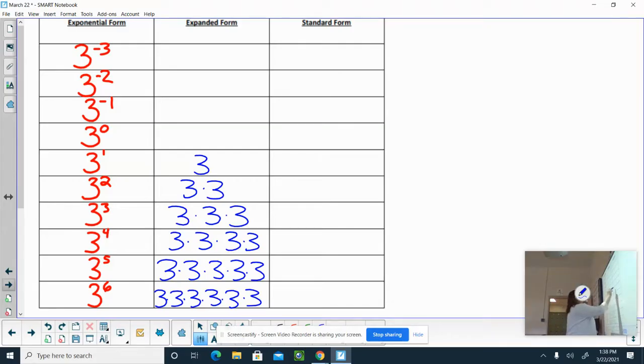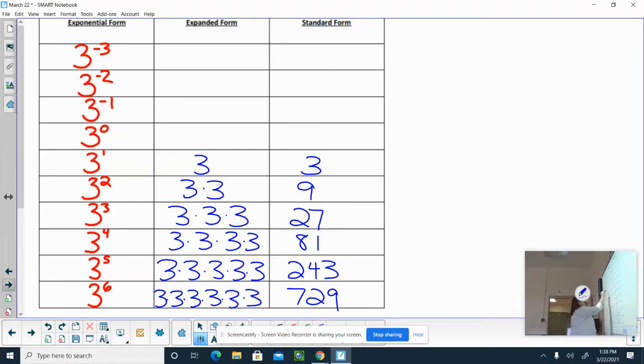All right, and then I'm going to go back and do my standard forms. So 3 to the 1st would be 3, 3 to the 2nd would be 9, 3 to the 3rd would be 3 times 3 times 3, which is 27. 3 to the 4th, 3 times 3 times 3 times 3, which is 81. 3 to the 5th, 3 times 3 times 3 times 3 times 3, which is 243. And 3 to the 6th would be a bunch of 3's multiplied together, 729.